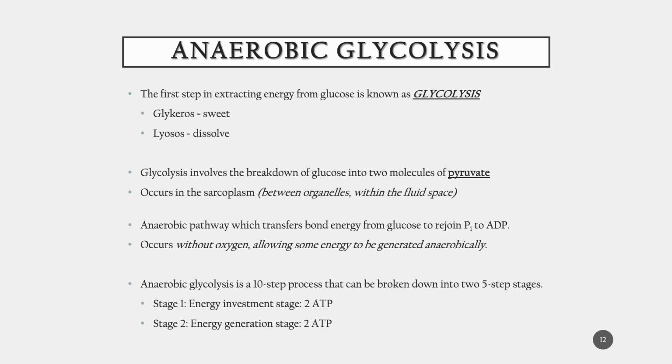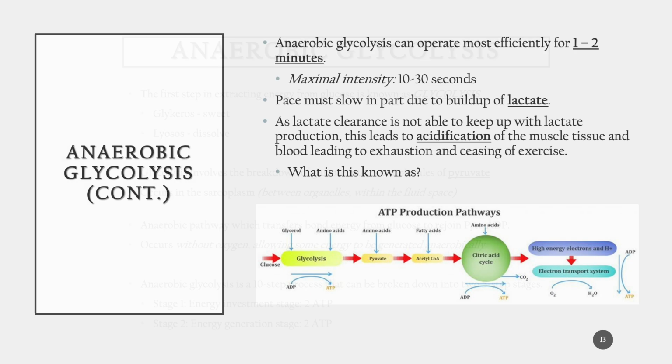There is a multiple step process that breaks down glucose, and we have to invest ATP in order to get ATP back. Anaerobic glycolysis can operate most efficiently from 1 to 2 minutes. For the ATP-PCR system, we said 0 to 10 seconds. We know at 10 seconds, another energy system must take over: glycolysis, specifically anaerobic glycolysis. It'll take over from 10 seconds to 30 seconds.